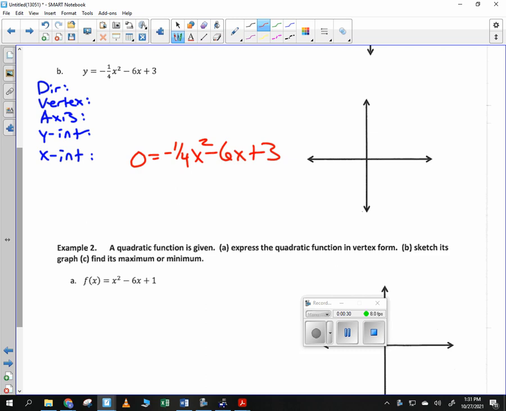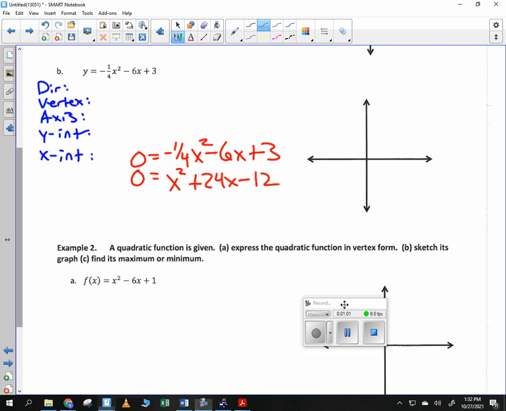I don't like the fraction. So I would like to multiply through by something to get rid of the fraction. Not just 4, but negative 4. And 0 times negative 4 is 0. And negative 1/4 times negative 4 is 1, so I have x squared. What's the rest going to be? Plus 24x minus 12. So that definitely does not factor. Everybody agreed? So what I need to do is solve this using the quadratic formula.